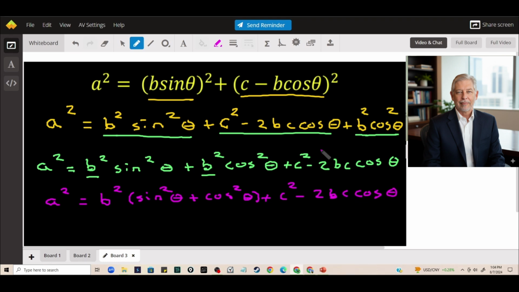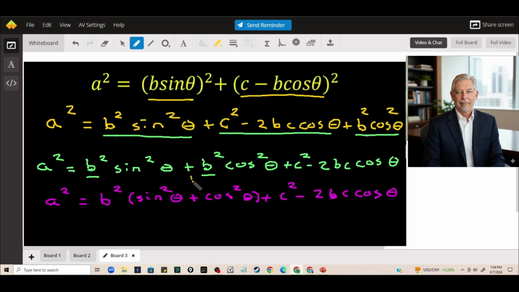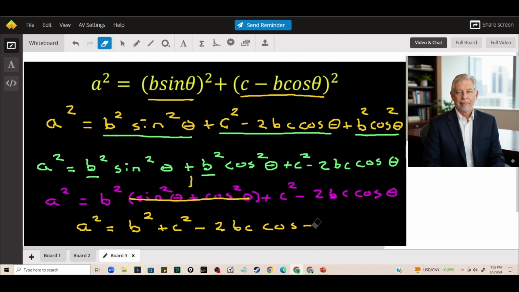What is sine squared theta plus cosine squared theta? I'll put it in yellow here. That's just equal to 1. Sine squared theta plus cosine squared theta is equal to 1. So A squared is equal to, what's B squared times 1? Of course it's B squared. So B squared plus C squared minus 2BC cosine theta. And we said that theta is equal to what? Angle A.